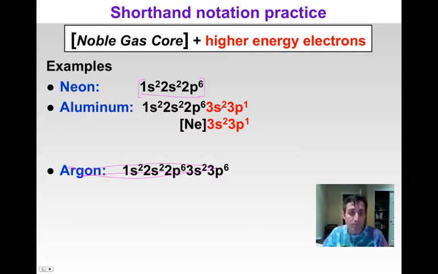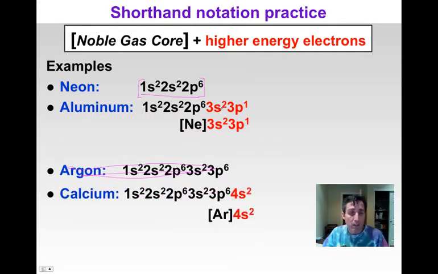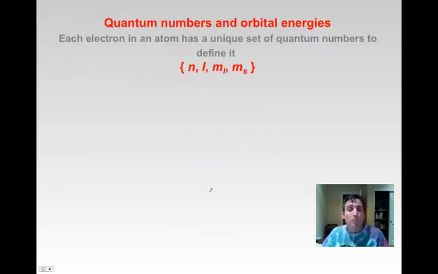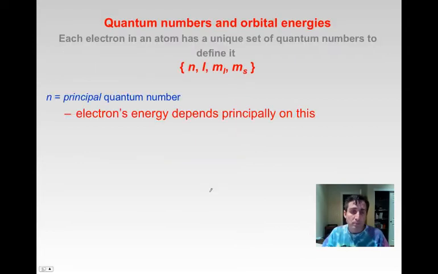Noble gas notation. Okay, ignore the rest of that. Oh, because that was argon and calcium. Oh, I see what happened. Never mind. Okay, moving on to quantum numbers.